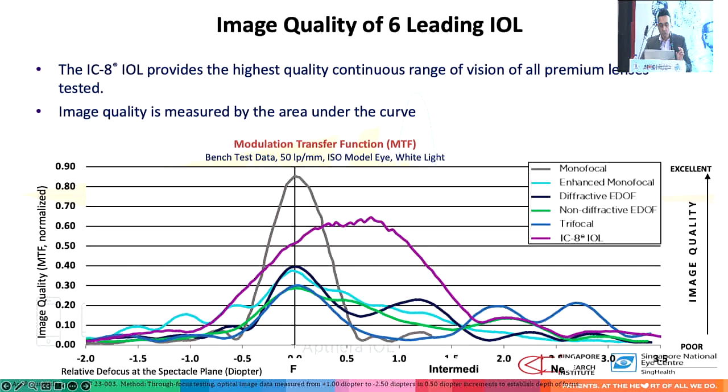The other big advantage of the lens is when you look at the MTF function for the quality of vision measured on the retinal surface, you'll see a far better quality of vision with this lens compared to any of the diffractive EDOF lenses or even the non-diffractive EDOF lenses, because you get better light transmission. At the end of the day, the central 1.3 millimeters is a standard monofocal hydrophobic lens.